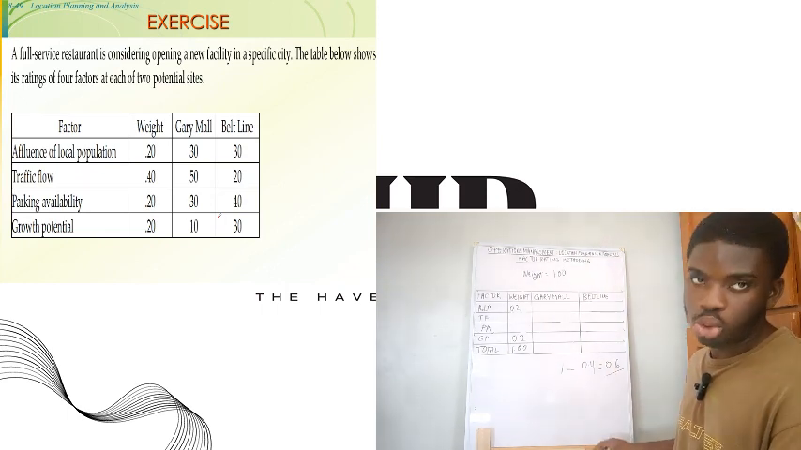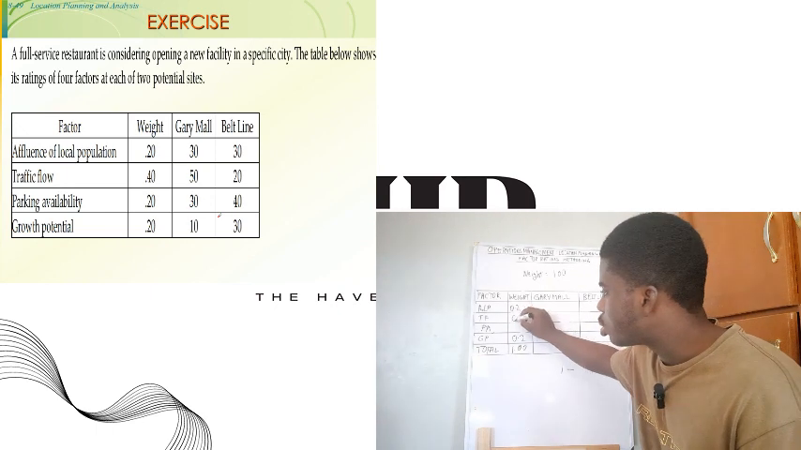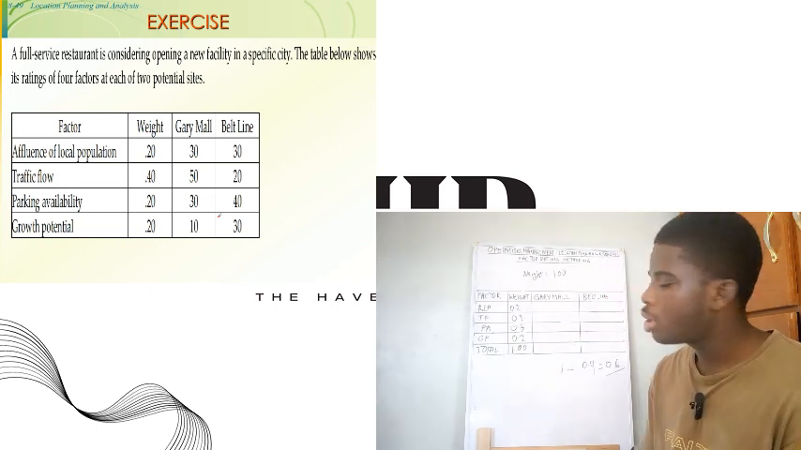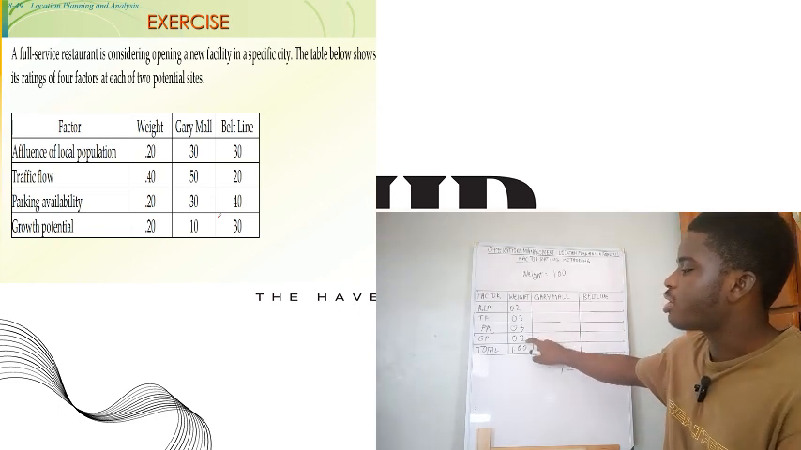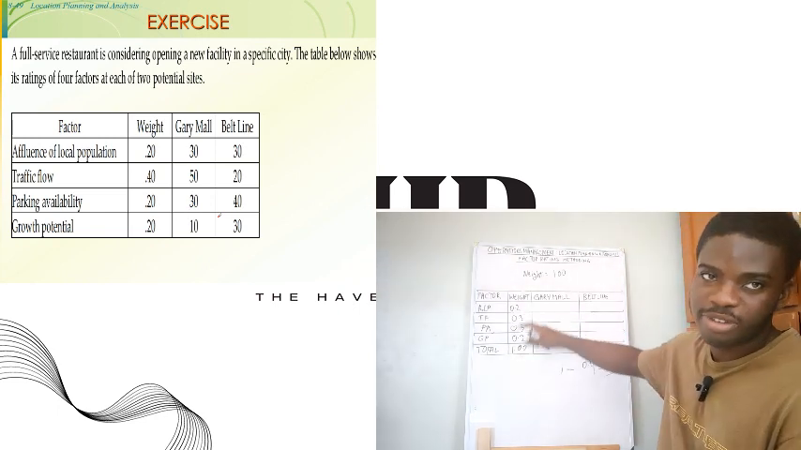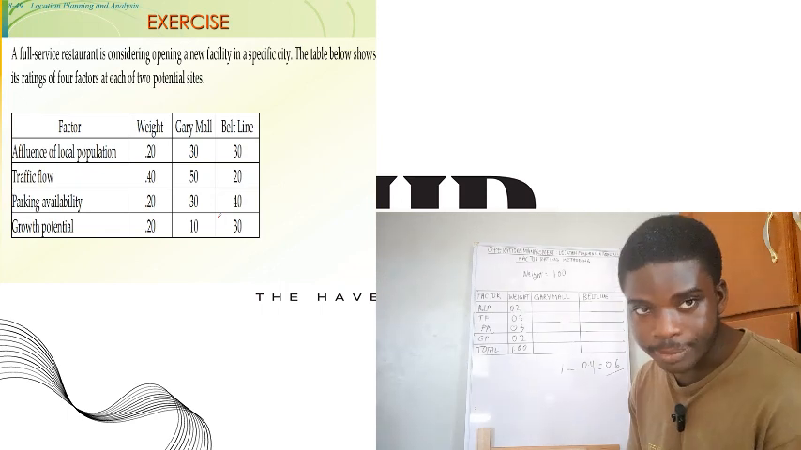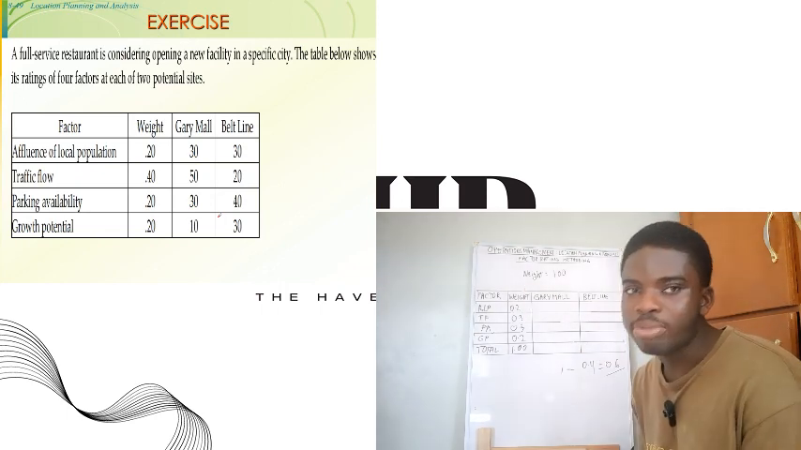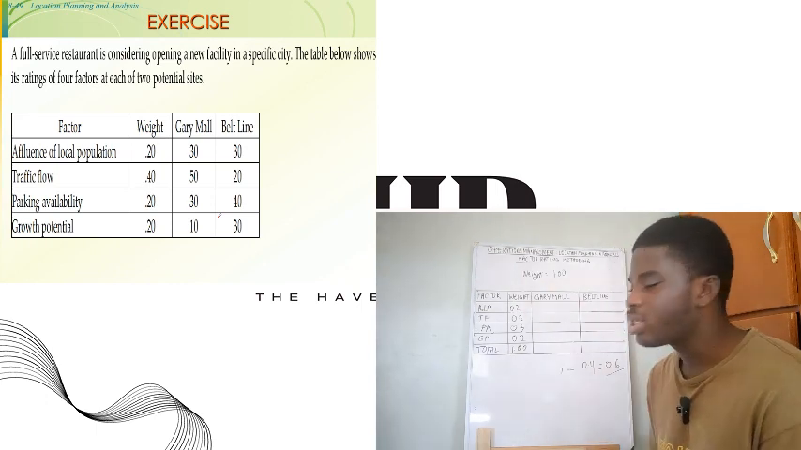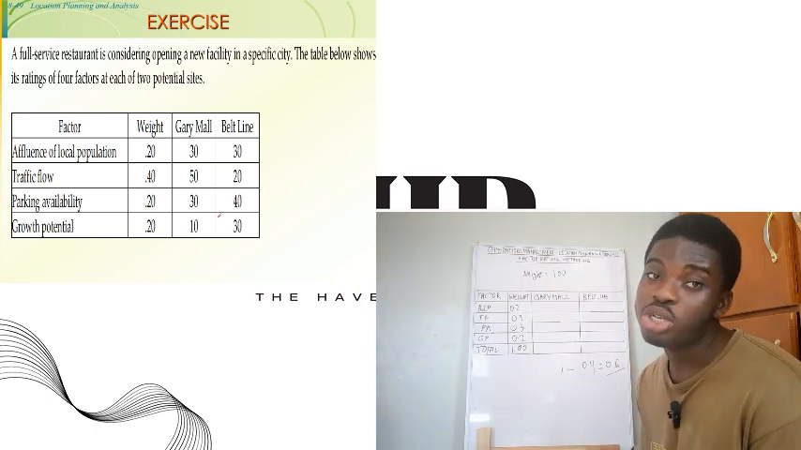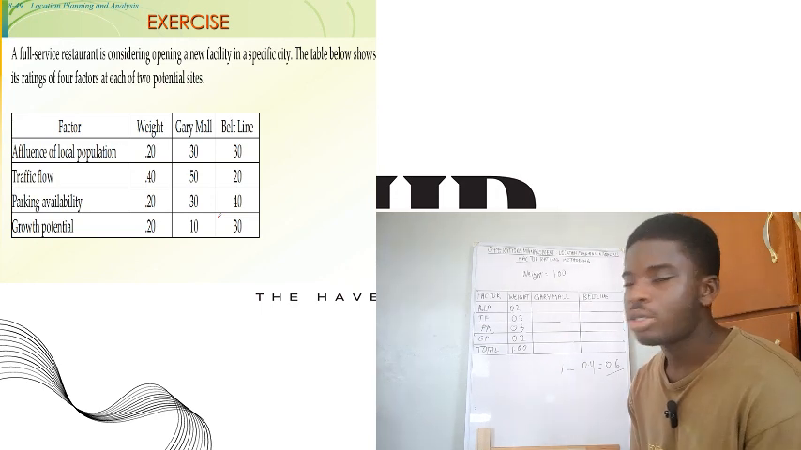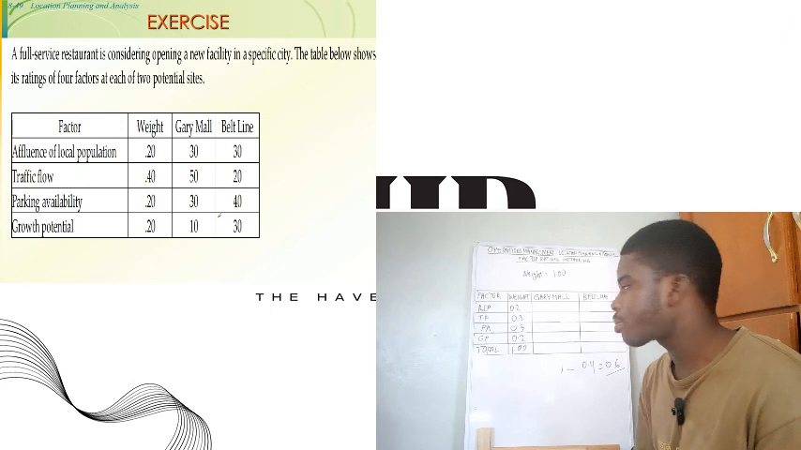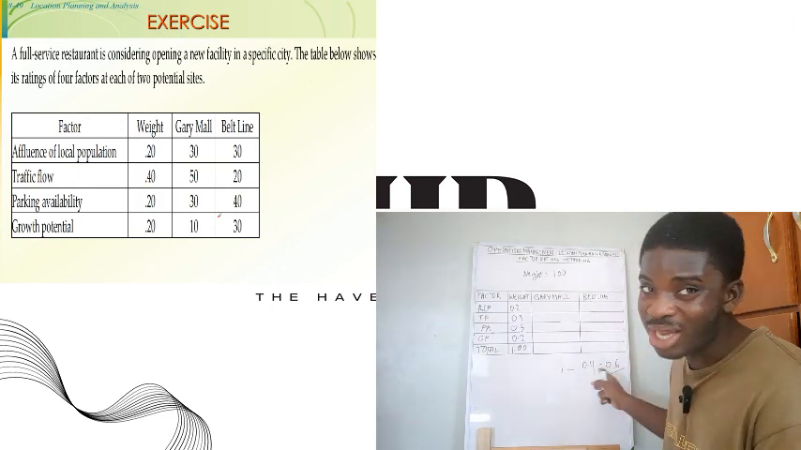0.6 divided by 2 will be 0.3, 0.3. 0.3 plus 0.3 is 0.6, and 0.4 plus 0.6 is 1. Right? So bear that in mind. Just study the weights. Whenever you see the total, it's supposed to be equal to 1. So that's that. Go back to our question. So that's how you assign the weight.